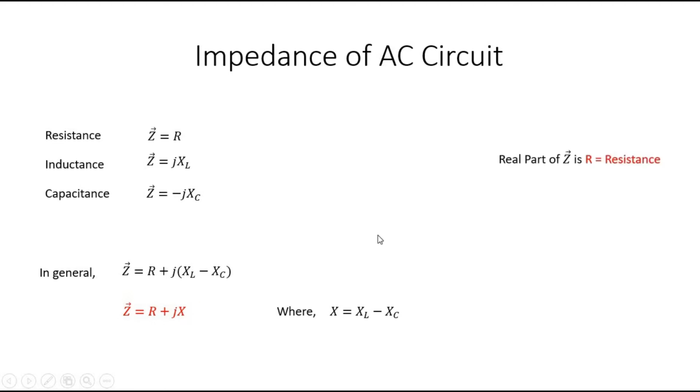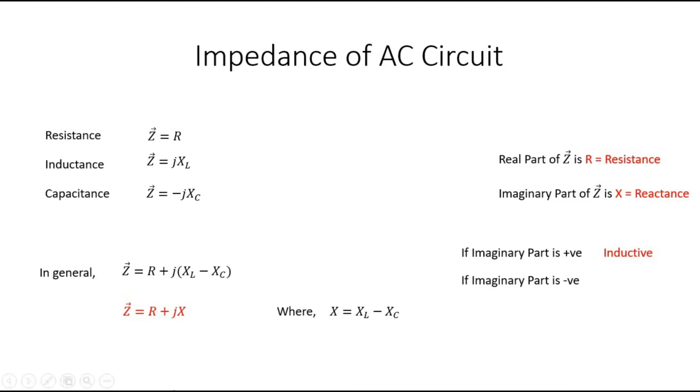The real part of Z will be the resistance of the circuit, and the imaginary part will be X, that is the reactance. Again, reactance is the combination of inductance and capacitance, XL minus XC. If the imaginary part is positive, XL is greater, which means the circuit is inductive. If the imaginary part is negative, XC will be more than XL, so it will be capacitive.